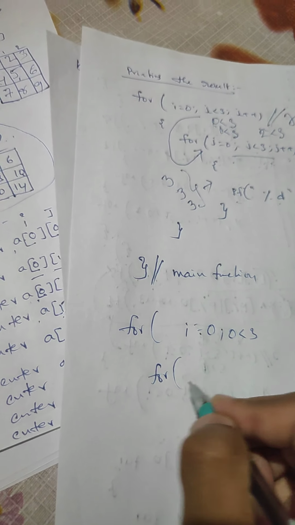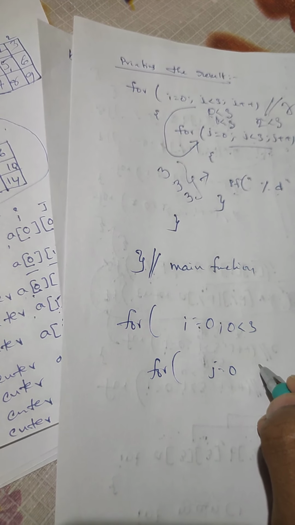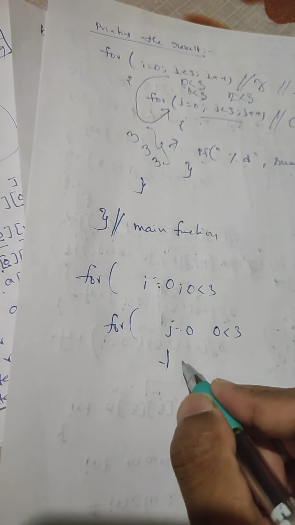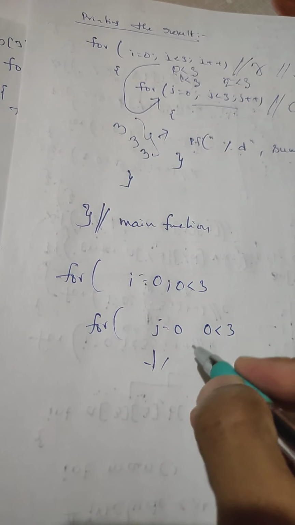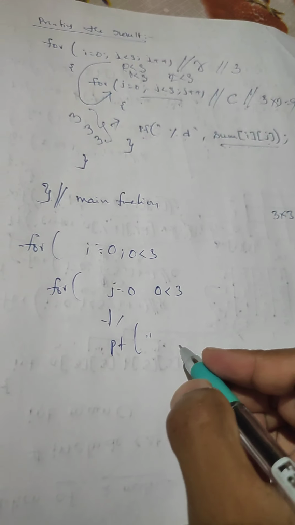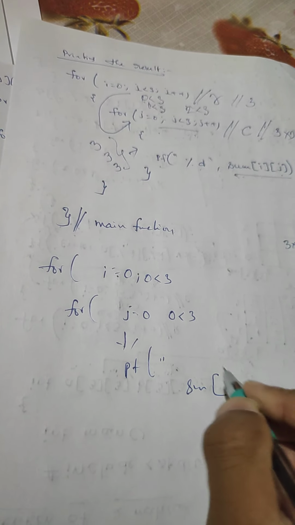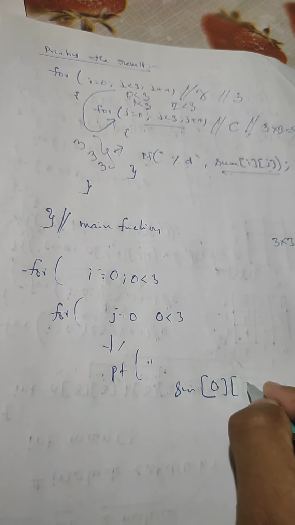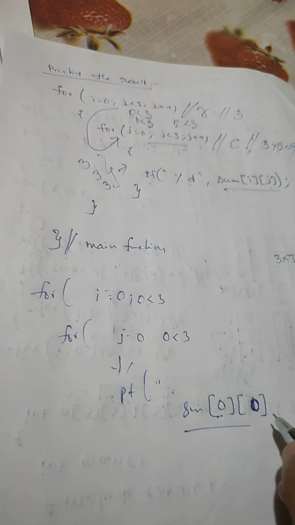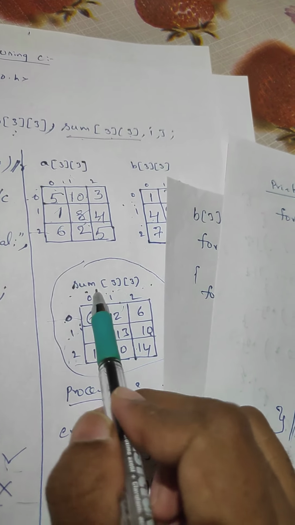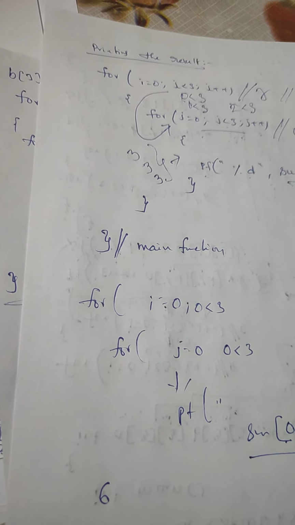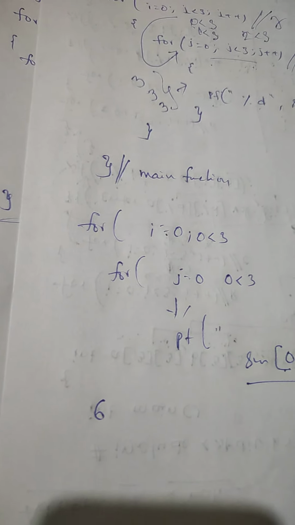Next, for the inner for loop, j is equal to 0 and j is less than 3. Again the condition returns true. Then the printf statement is executed, and within this printf statement, what we are displaying is sum of ij. So what is the value of i? 0. And what is the value of j? 0. So it returns the 0th row, 0th column value. Sum of 0th row, 0th column value returns 6. Then after that, j plus plus.